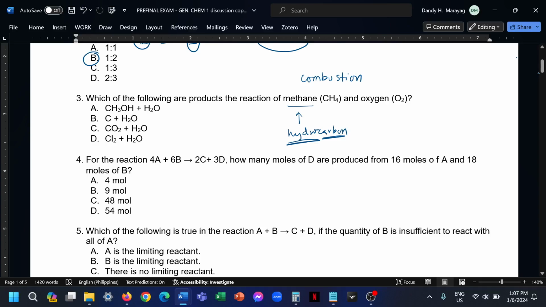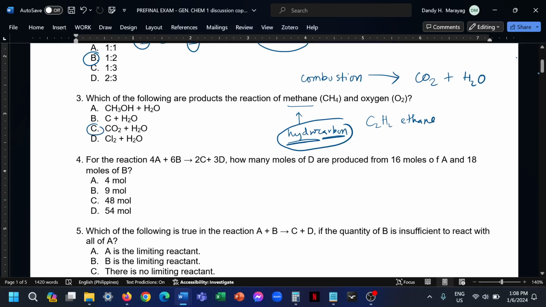So again, that's when a hydrocarbon, any hydrocarbon, whether it's methane or C2H2 or ethane, reacts with oxygen gas, this one is a combustion reaction. And again, for a combustion reaction, the products are always carbon dioxide and water. So the answer for number 3 is letter C, carbon dioxide and water.